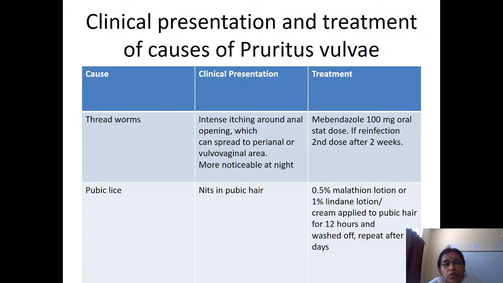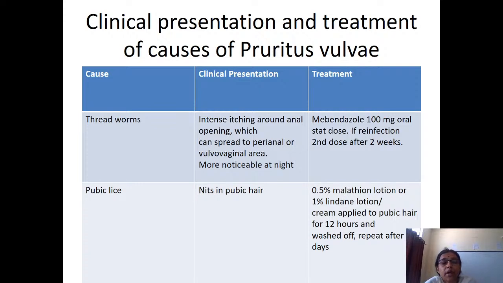And then the most common infestations that cause pruritus vulvae include threadworms. These girls usually come to us with intense itching, particularly around the anal opening, and these lesions tend to spread over to the perianal or the vulvovaginal area. This intense itching is more noticeable at night. The treatment usually involves mebendazole 100 milligrams oral start dose. In case there is any reinfection, we need to go for another second dose.